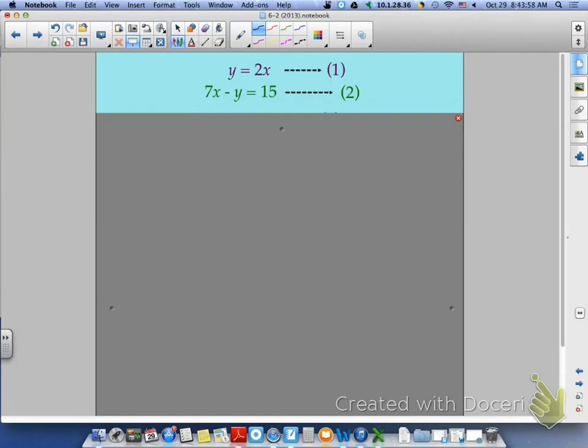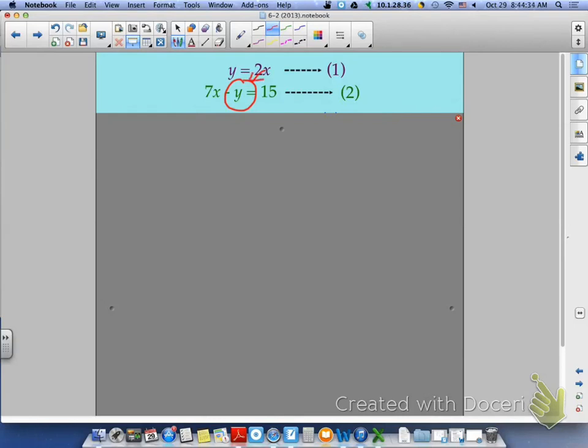Izzy? I have a question. Would it be easier if you converted to slope-intercept form? No, don't waste your time doing that. What you would do, because if you want to substitute, you would do 7x minus 2x. So what am I doing? I'm substituting. I'm substituting 2x, this y with this 2x.